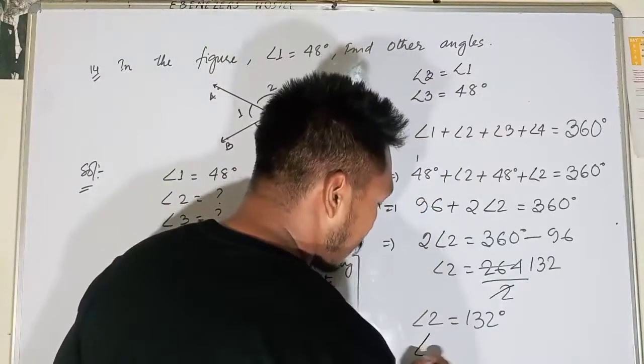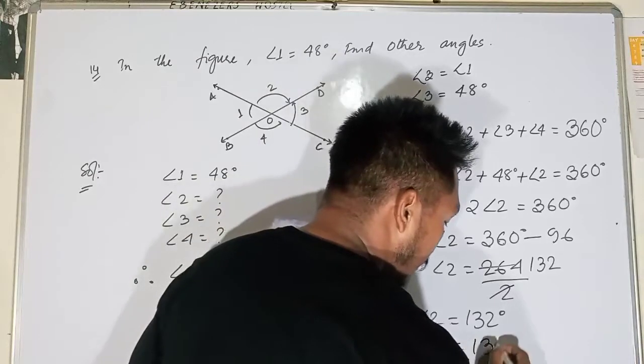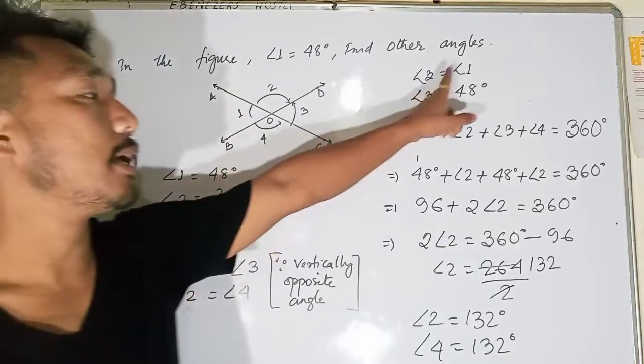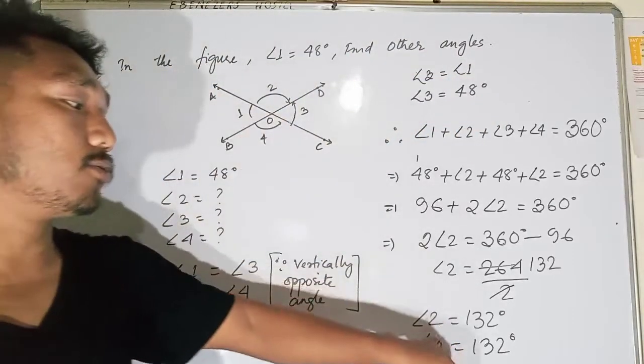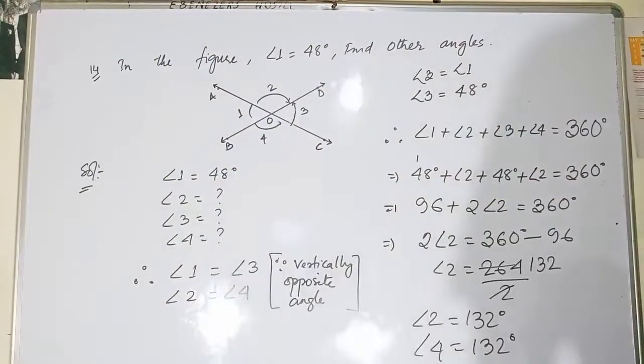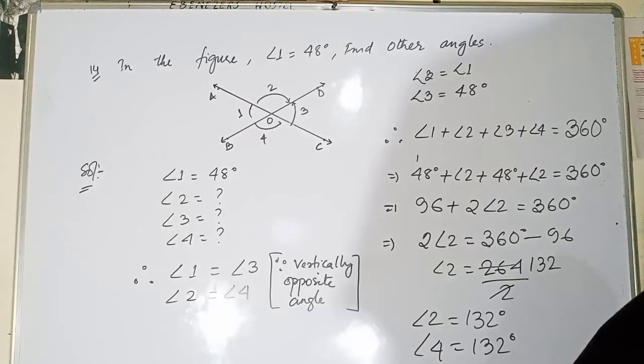That means angle 4 will also be equal to 132 degrees. So these are the angles: angle 1 is 48, angle 3 is also 48, angle 2 is 132, and angle 4 also will be 132. Please take screenshots and try to write down the equations.